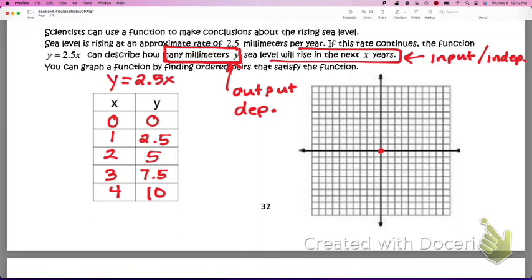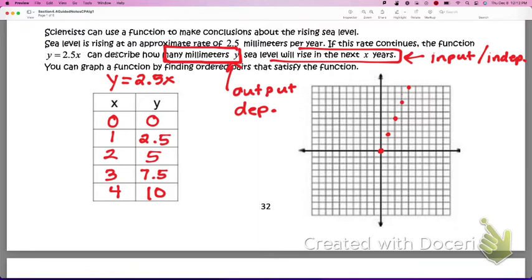1, 2.5. So go to the right, and then up 2.5, put a dot. 2 is at 5, so go to the right 2, up 1, 2, 3, 4, 5. 3, 7.5, so right 3, up 1, 2, 3, 4, 5, 6, 7.5. And then 4, 10 would put me at, oh my gosh, where's the very top? Is that where it is? Okay, so if this rate continues, that would be our function.